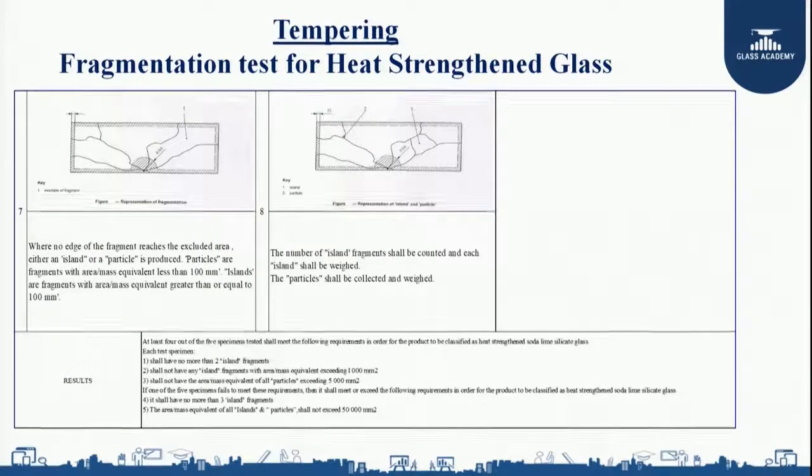Now, a particle is a fragment with area by mass equivalent less than or equal to 100 mm, and you are going to call it an island where area by mass is greater than 100 mm. So I am repeating again, where no edge of the fragment reaches the excluded area, either an island or a particle is produced. Particles are the fragments with area by mass equivalent less than or equal to 100 mm. Islands are the fragments with area by mass equivalent greater than 100 mm. So when I am getting less than or equal to 100 mm, it is considered to be a particle. When I am getting more than 100 mm, it is considered to be an island.